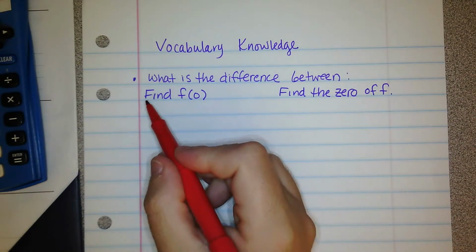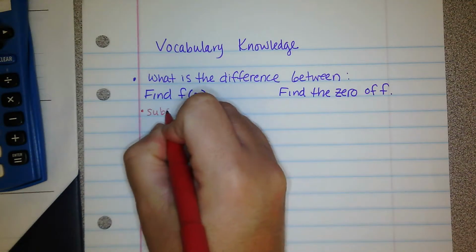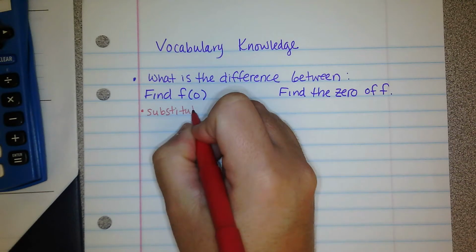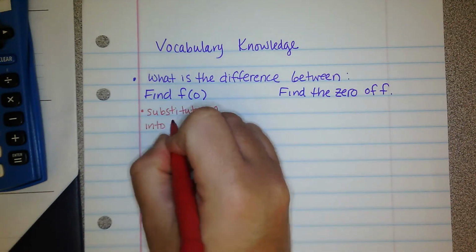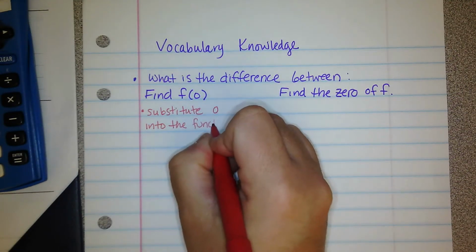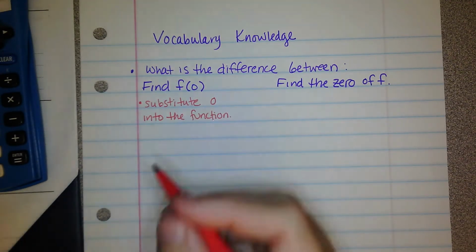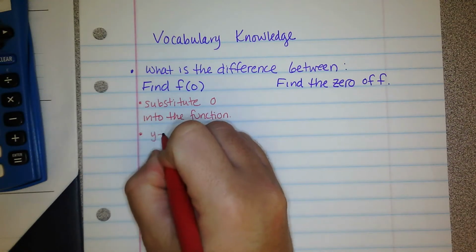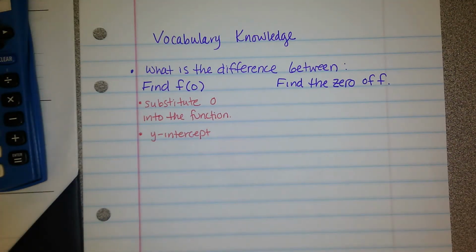When they're asking you to find f of 0, what they're essentially doing is asking you to substitute 0 into the function. That is going to elicit an answer to the question. And the answer could turn out to be 0, or it could be a whole other number. This right here is called the y-intercept. When you substitute 0 into the function and come out with a value, that will be your y-intercept coordinate.